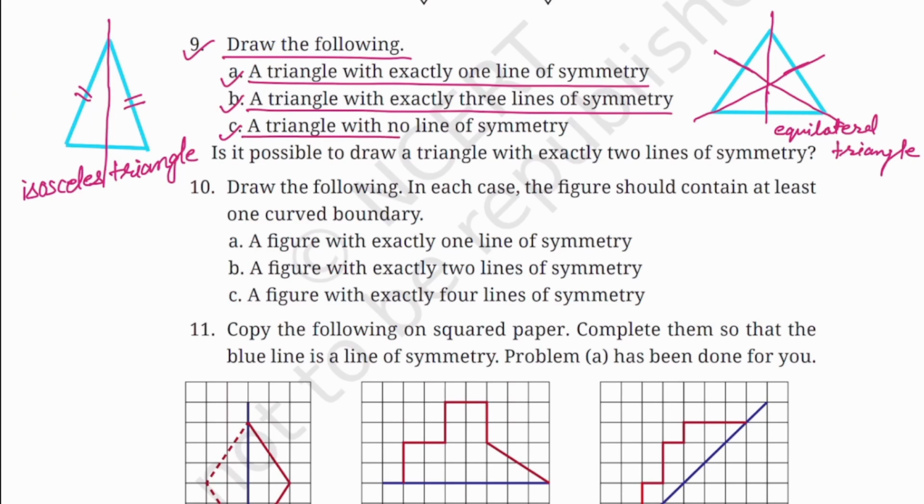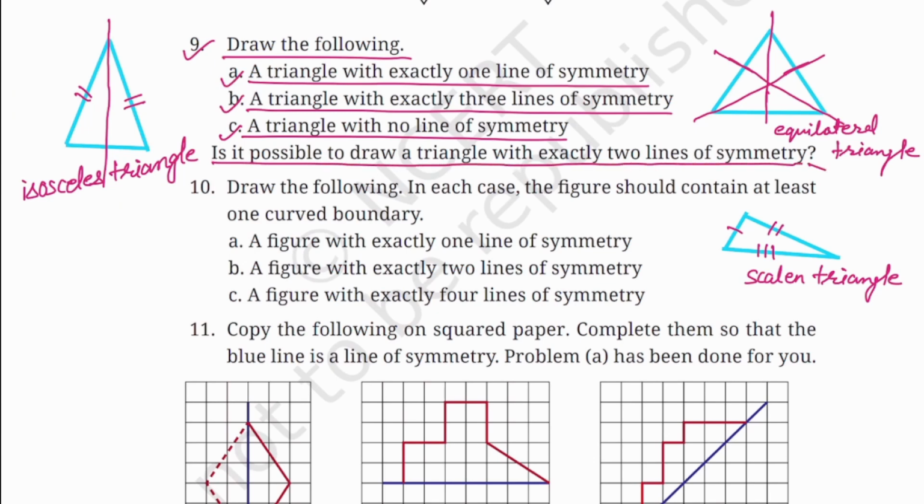C. A triangle with no lines of symmetry. For this, you have to draw a triangle whose sides are all unequal. That is a scalene triangle. All sides are of different length. This triangle is known as a scalene triangle. It has no lines of symmetry. Is it possible to draw a triangle with exactly two lines of symmetry? The answer is no. You can try doing this.